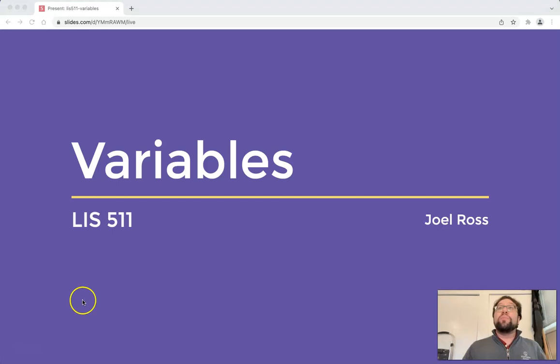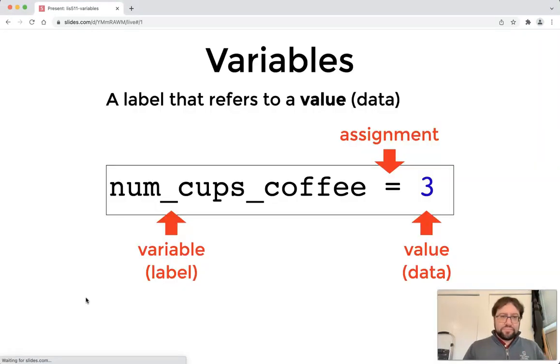Okay, so a variable is a label that's given to a value. It's a way for you to refer to a particular piece of information. You can almost think of a variable a little bit like a name tag or a label that's being given to some value or to some number, for example. So it's a way of saying that this isn't just the number 3, right? That number is actually labeled as num cups of coffee.